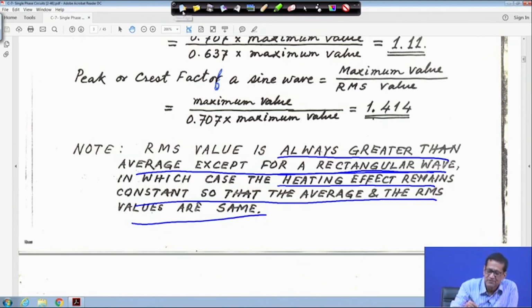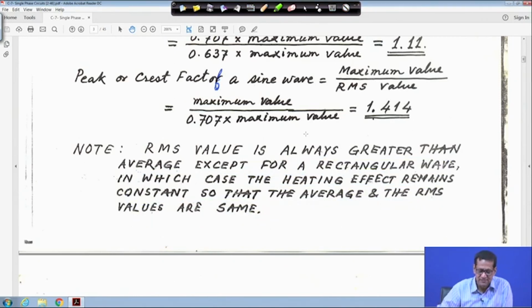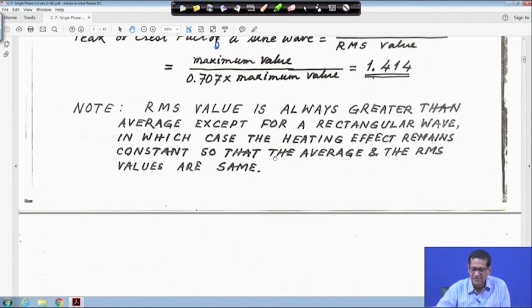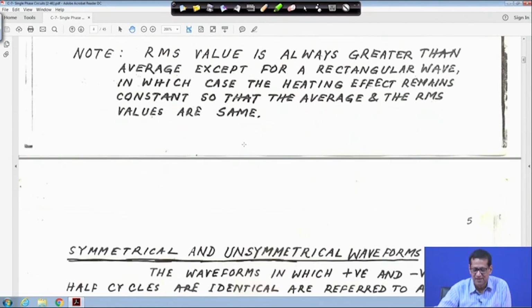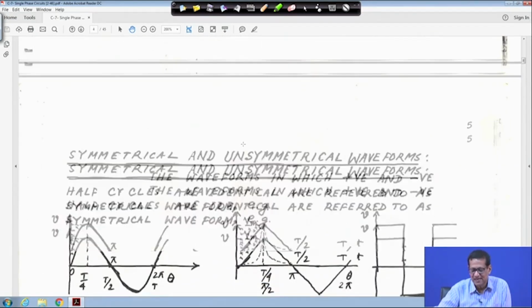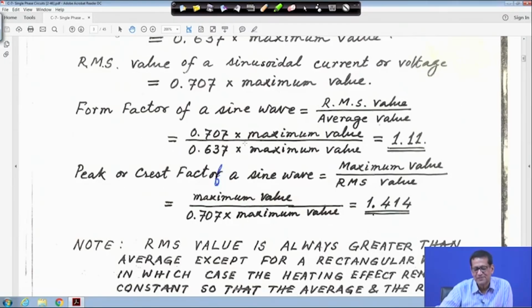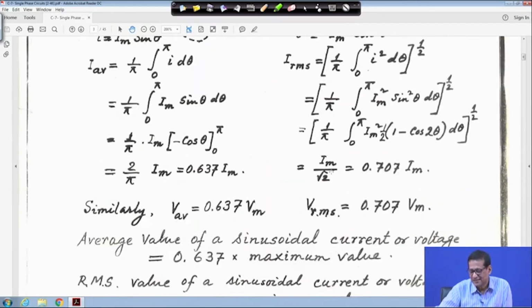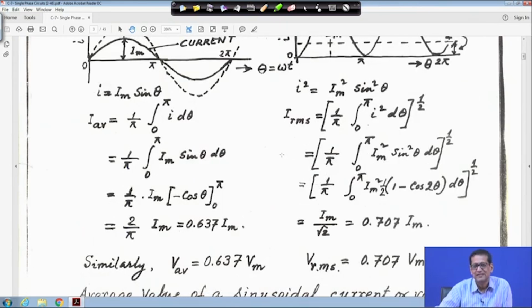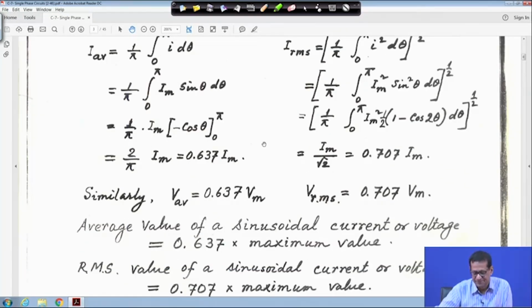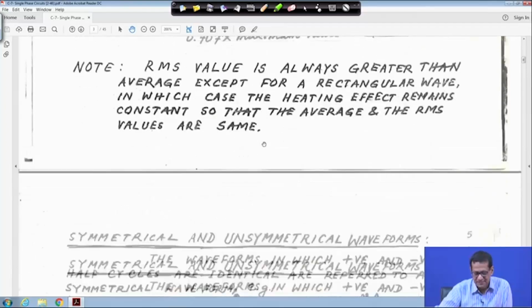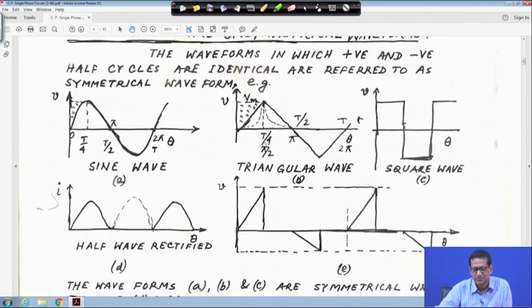So anyway, that means we will see the details a little bit on this later. Now, symmetrical and unsymmetrical. Form factor, crest factor, average value, RMS value, I think it is understandable to you. Anything mentioned in a numerical, unless it is specified, is the RMS value only. If it is mentioned as maximum value or peak value, you have to divide it by root 2 to get the RMS value. Next is symmetrical and unsymmetrical waveforms.